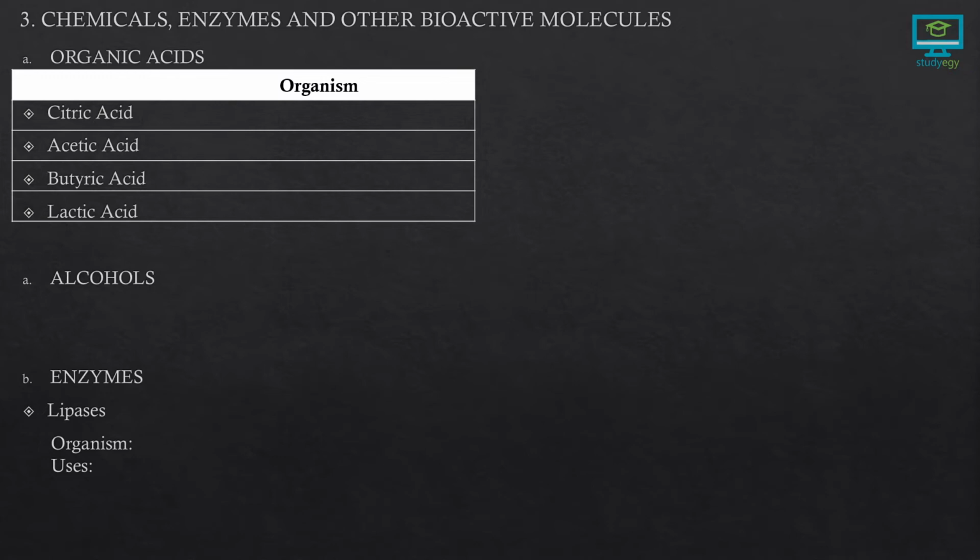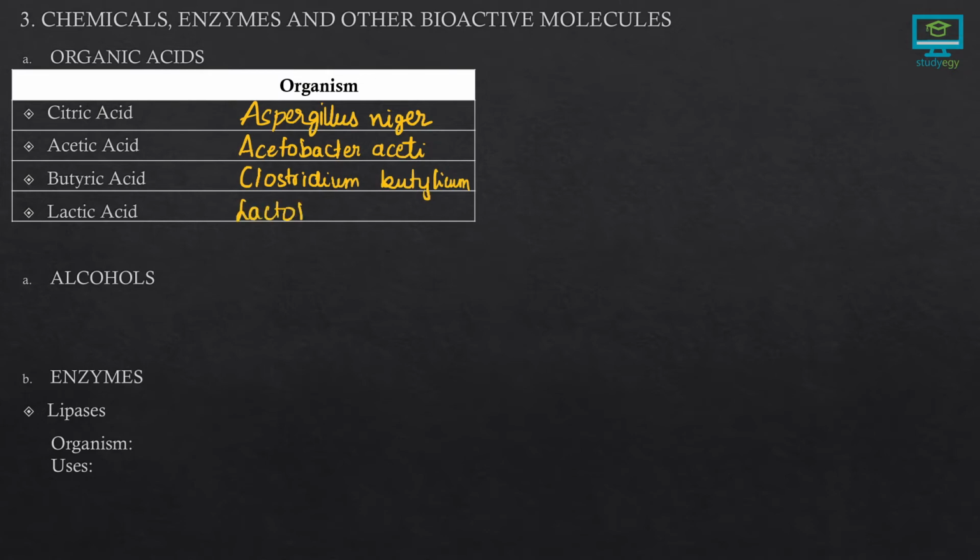Now coming to chemicals, enzymes and other bioactive molecules. Here we have organic acids. The organism which we use to produce citric acid is Aspergillus niger. Acetic acid is prepared from the bacterium Acetobacter aceti. Butyric acid is prepared from the bacterium Clostridium butylicum. And lactic acid, as we all know, Lactobacillus is used to produce lactic acid. So in this case, Aspergillus is a fungus and the rest three are bacteria.